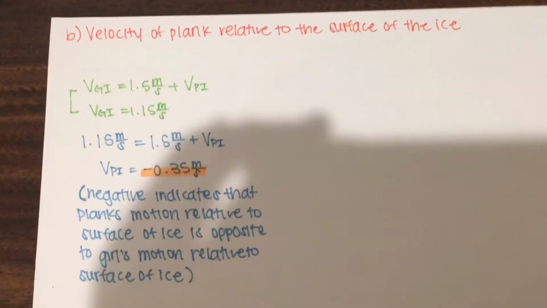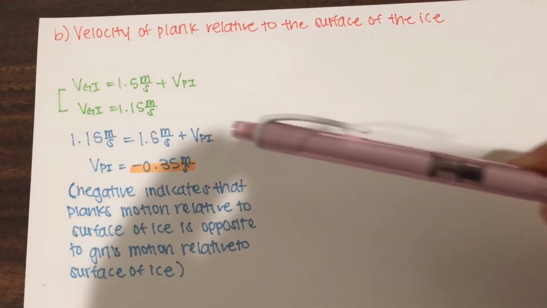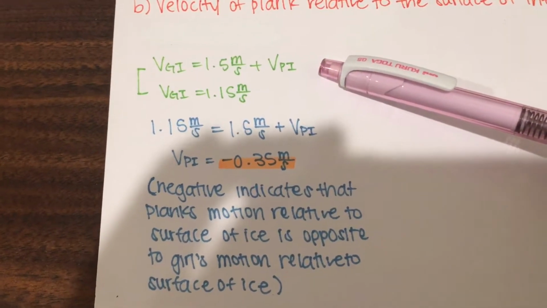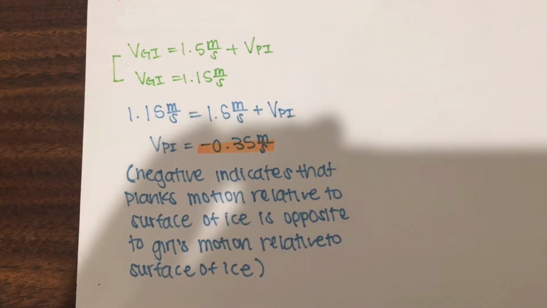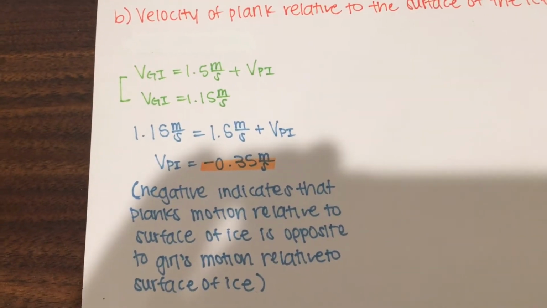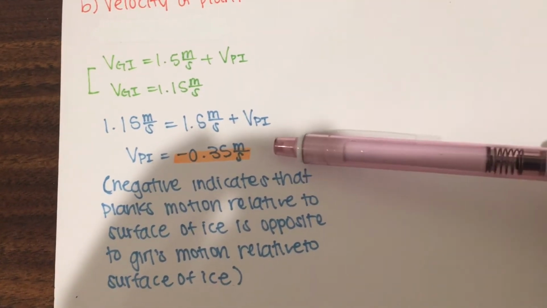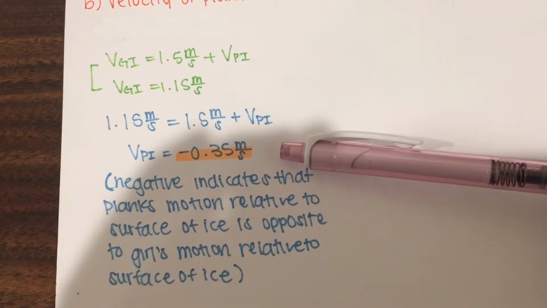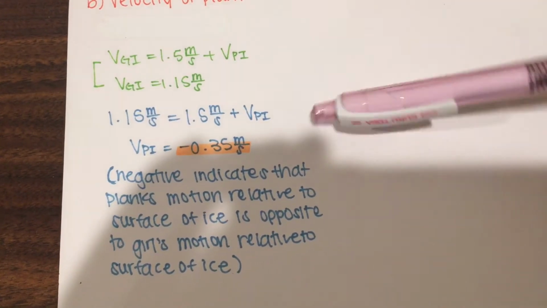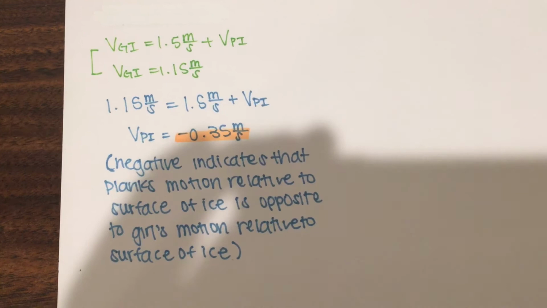In part B of this problem, we're finding the velocity of the plank relative to the surface of the ice. So recall that in part A, we decided that the velocity of the girl relative to the ice is equal to 1.5 meters per second plus the velocity of the plank relative to the ice. And we found that the velocity of the girl relative to the ice is 1.15 meters per second. So we can just plug the velocity of the girl relative to the ice into this equation, and we find that the velocity of the plank relative to the ice is negative 0.35 meters per second.